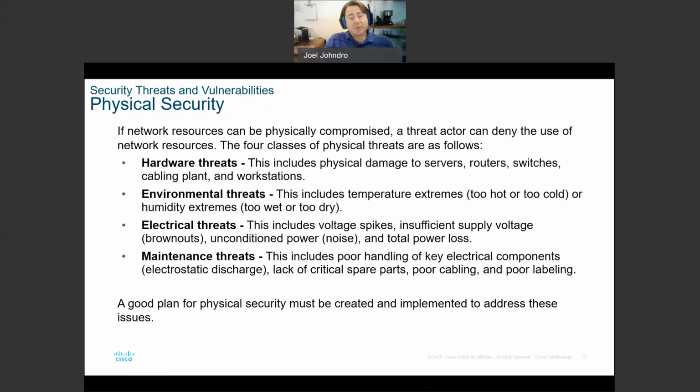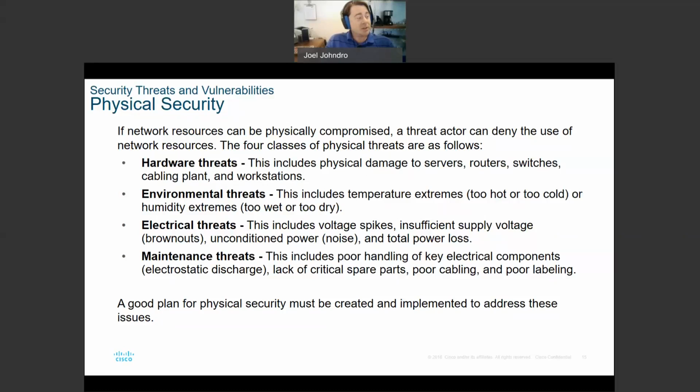Think about a disgruntled employee and a sledgehammer. That would be a hardware threat, wouldn't it? I mean, if somebody took a sledgehammer to the company server or the main router, that's a physical threat. That's an unsecured physical location, for example. Most companies have their networking equipment in a secure location.